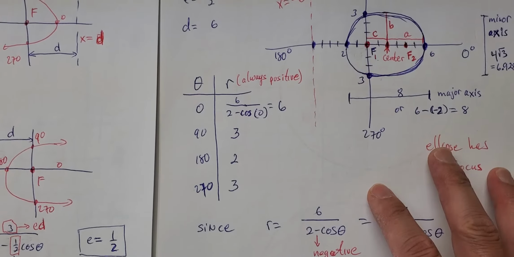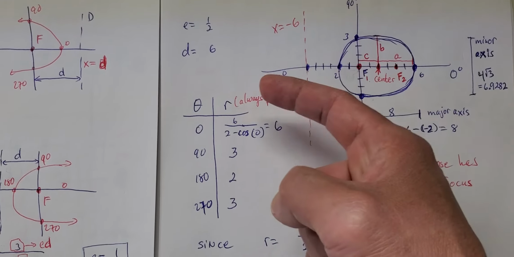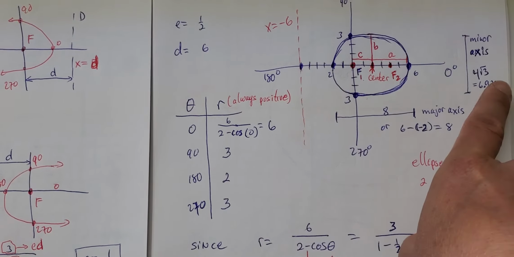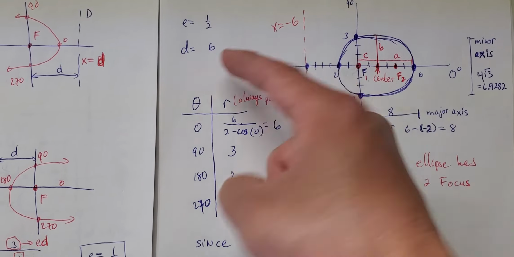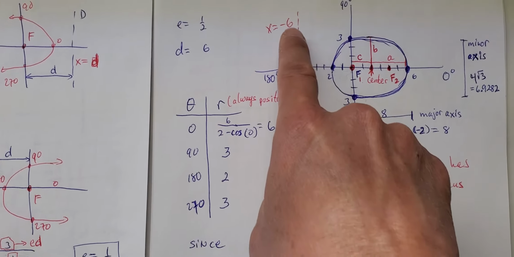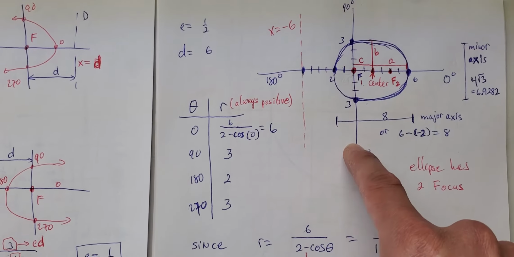Also, because it's facing to the right, my directrix is on the left side. Because it's facing to the right, my directrix is on the left side. So that's why it's negative. d is the distance from the directrix to the polar axis. This is my axis right here.